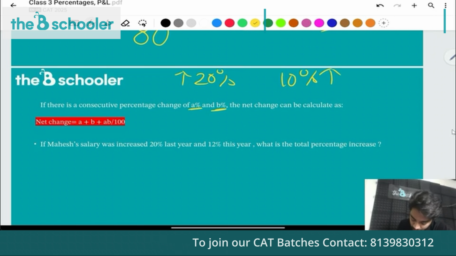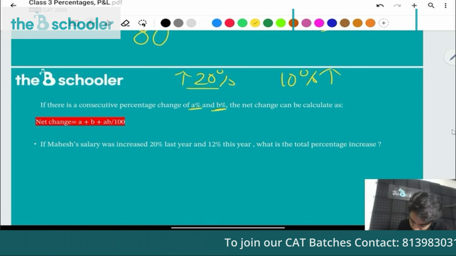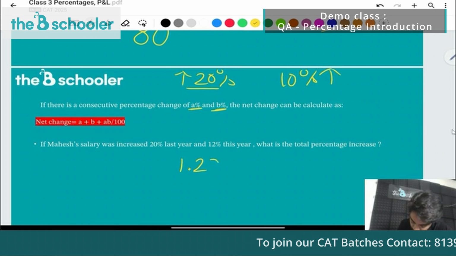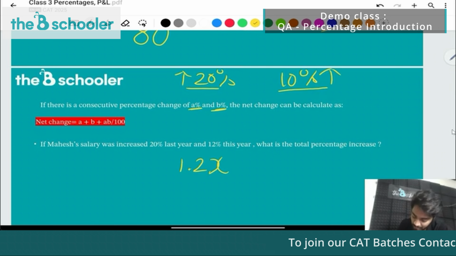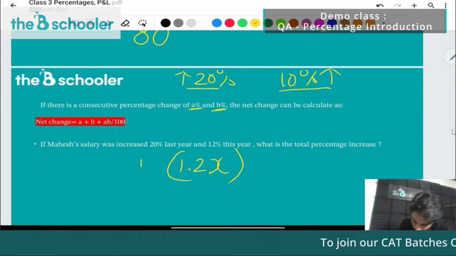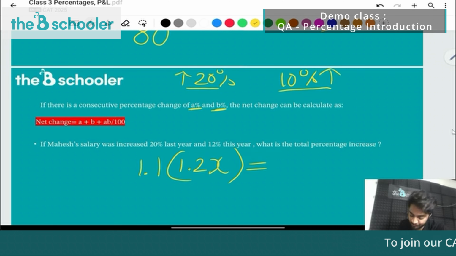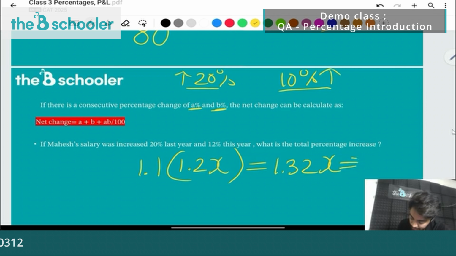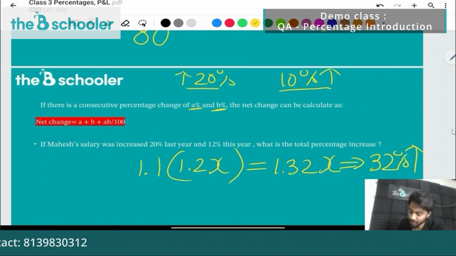So increase by 20 percentage, it is going to be 1.2 times x. If it then has a 10 percentage increase, this whole thing into 1.1. Okay. If you expand this, if you open the bracket, you will get it as 1.32 times x, which means it is 32 percentage increase. Total net percentage increase is 32% increase.